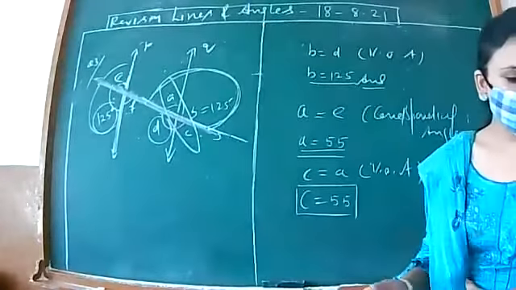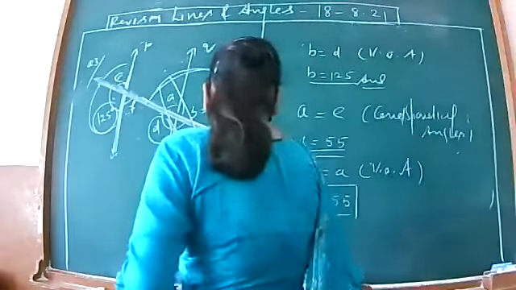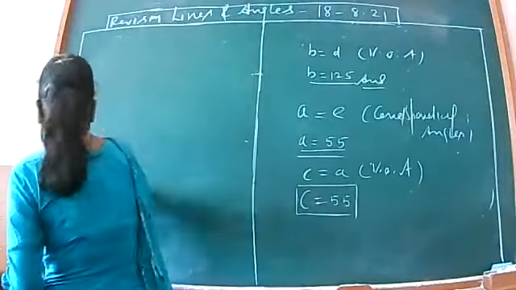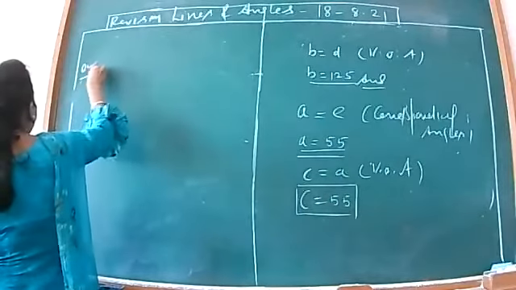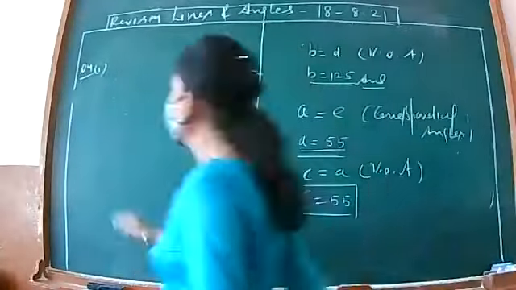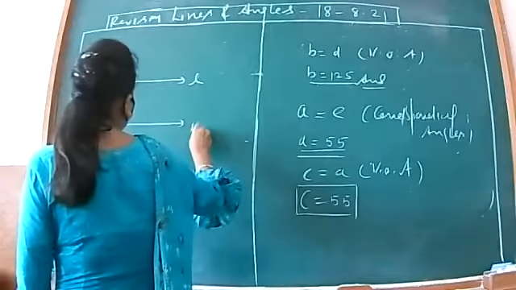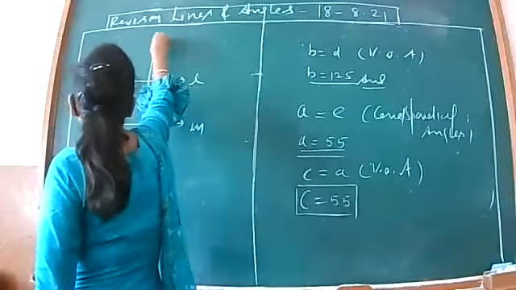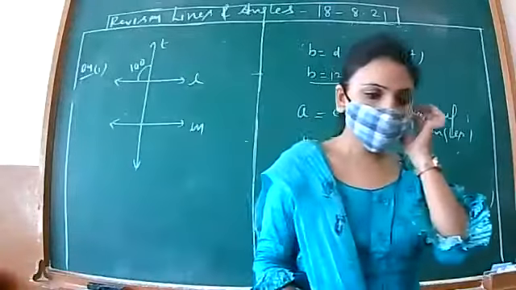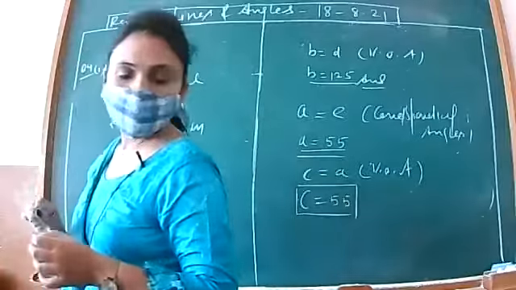चलिए, let us start. Now fourth question, first part I am starting. There are two lines L and M, which are parallel, and T is transversal. This is 110, and this is X.